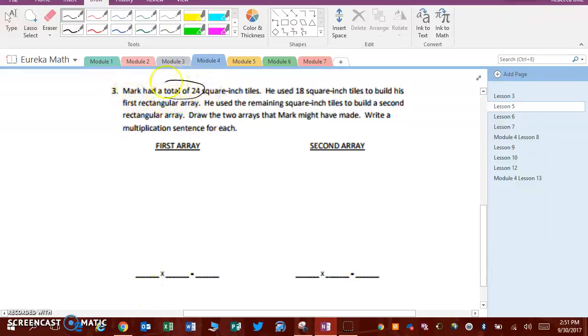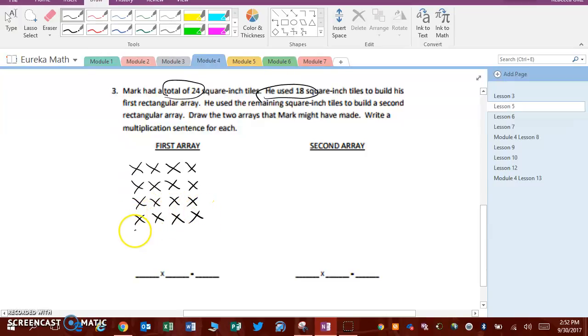So we had a total of 24. He used 18 to build the first one. So this says first array. So I'm going to make an array with 18 tiles. So there's different ways you can do this. I'm just going to make 1, 2, 3, 4, 5, 6, 7, 8, 9, 10, 11, 12, 13, 14, 15, 16, 17, 18. Uh-oh. Are you seeing what I'm seeing? This is not a rectangle anymore because I've got these 2 guys down here that don't belong.